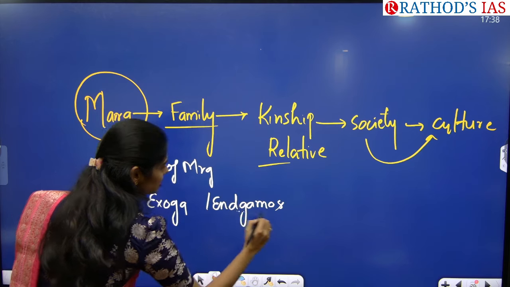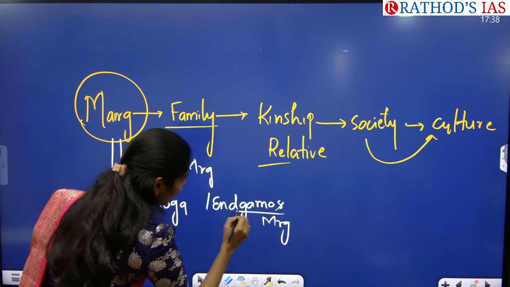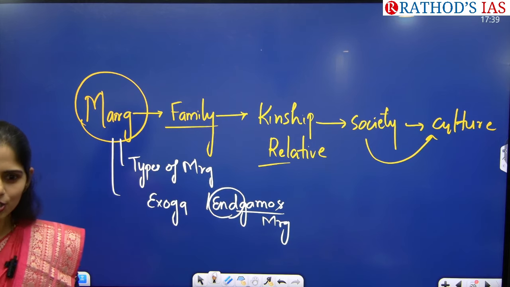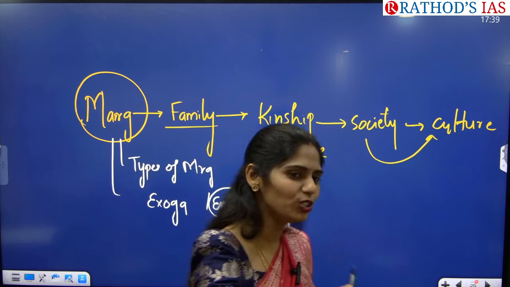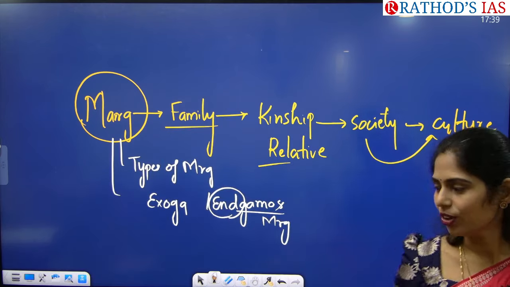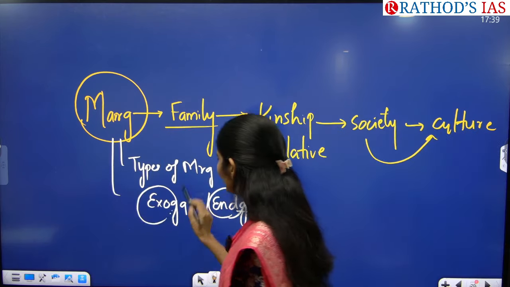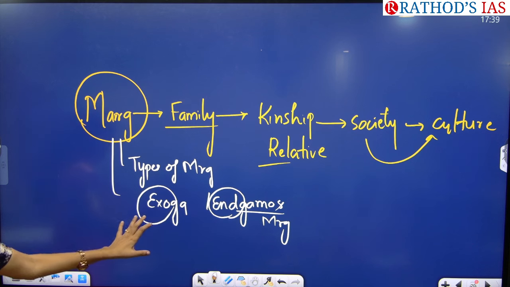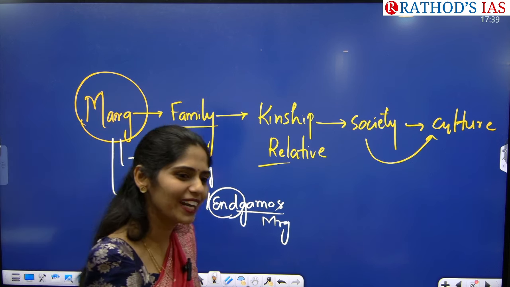Gamy is nothing but marriage. If your marriage is within your community, that is called endo. Endo means inside. If you're having the marriage within your community, that is called endogamous. If you're going outside your so-and-so caste, for example like me, that is called exogamous. Okay. Apart from that, what will you call?